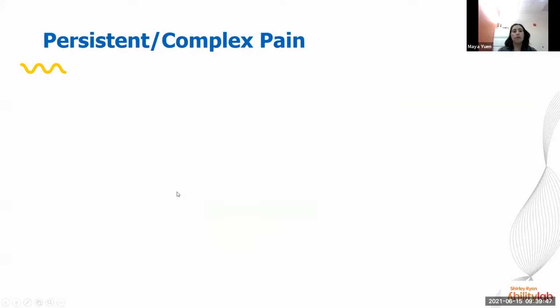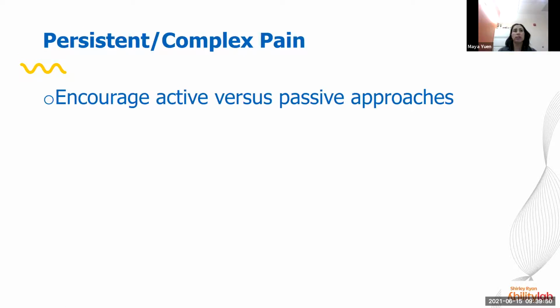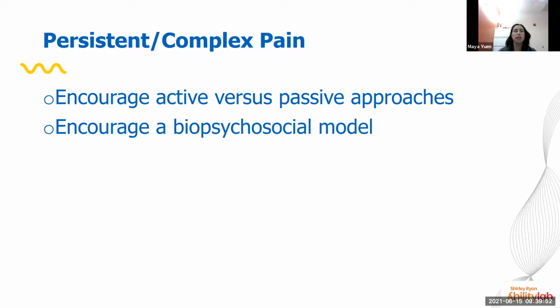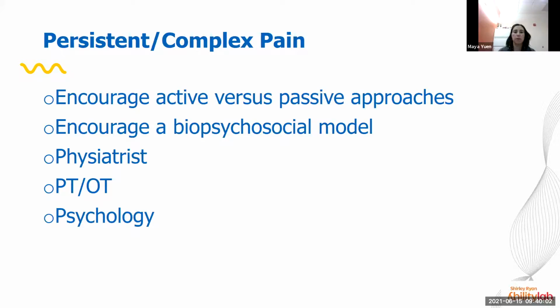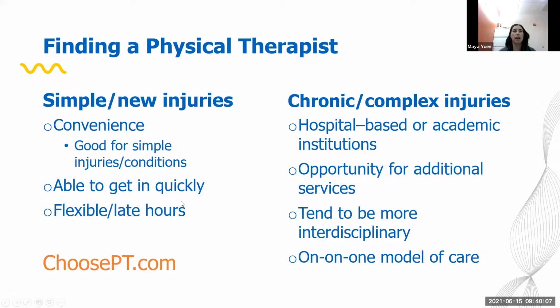So, in summary, care that encourages active versus passive approaches, care that utilizes a biopsychosocial model. These will be seen by a physiatrist, PT, OT, and certainly psychology. These are providers that will be really beneficial. Of course, as a physical therapist, I want to highlight the role of physical therapy. I think physical therapy does a really nice job of providing primary care. We do a good job of screening patients and identifying when they need to go back and see a physician or when they need other services like mental health services.